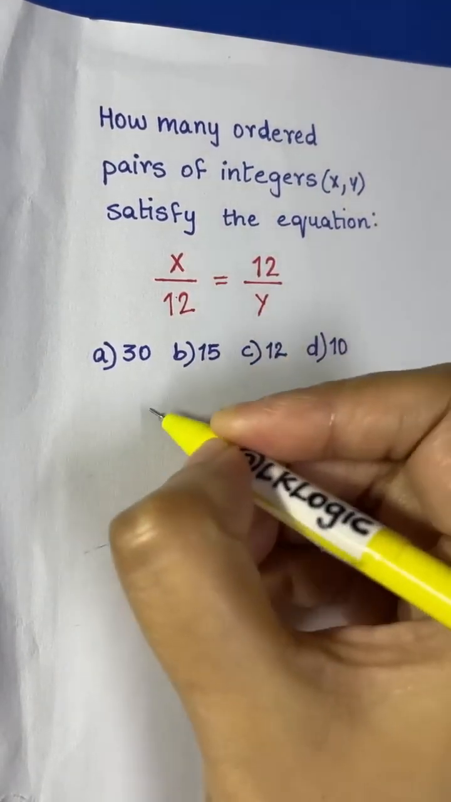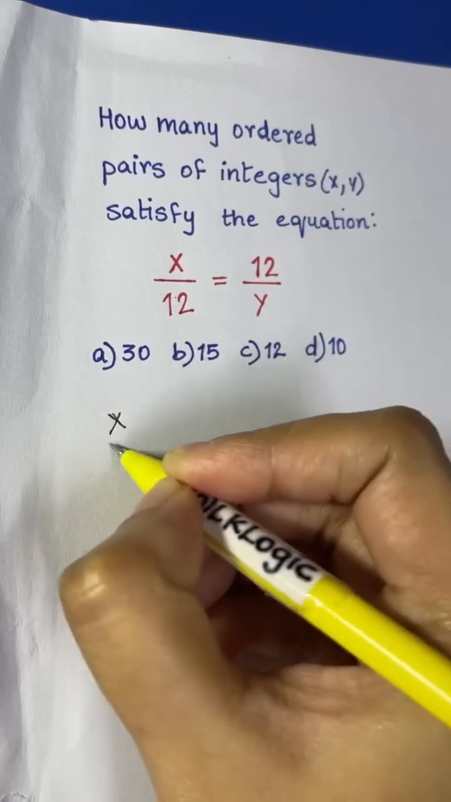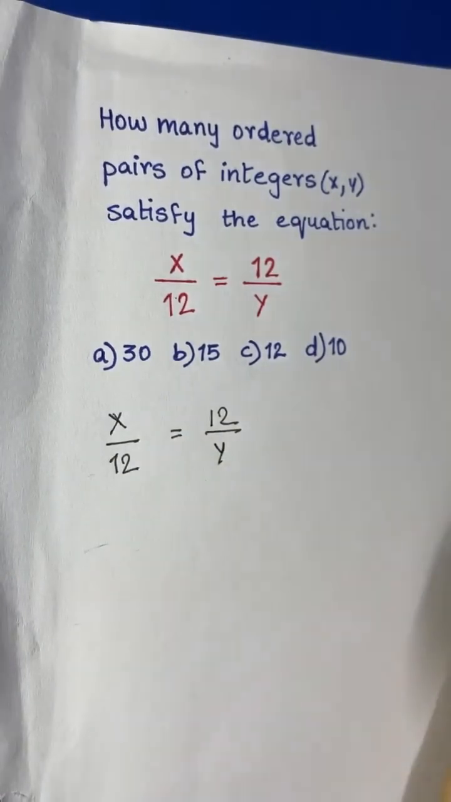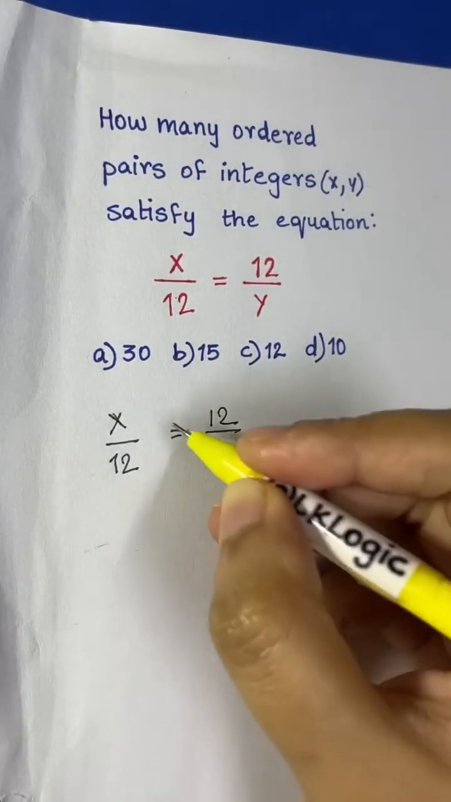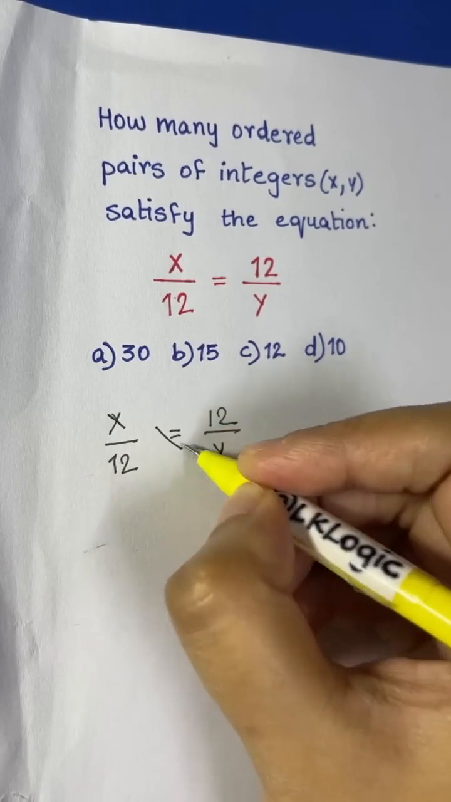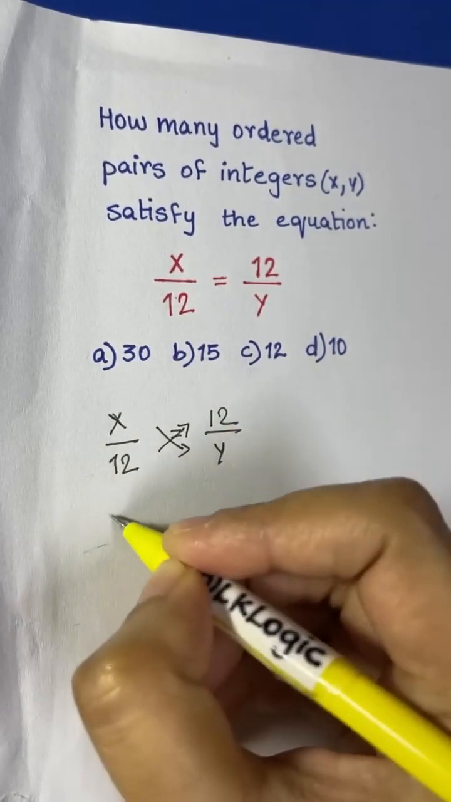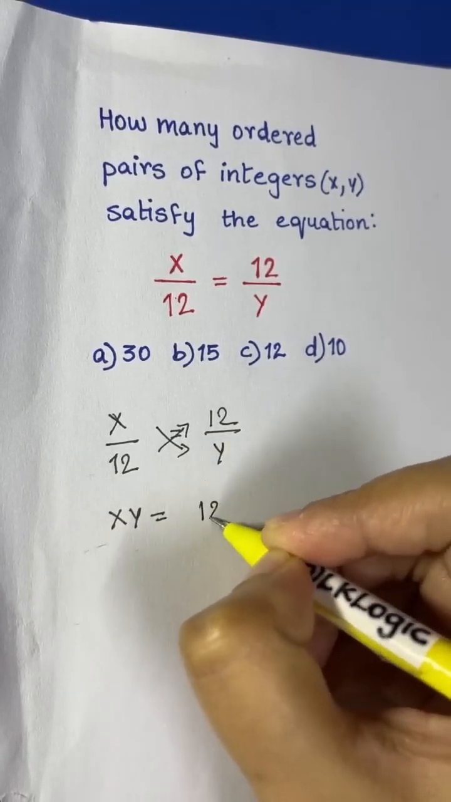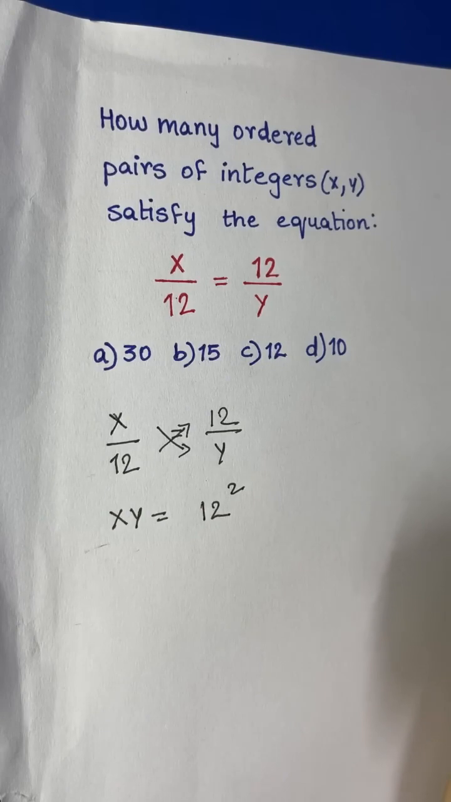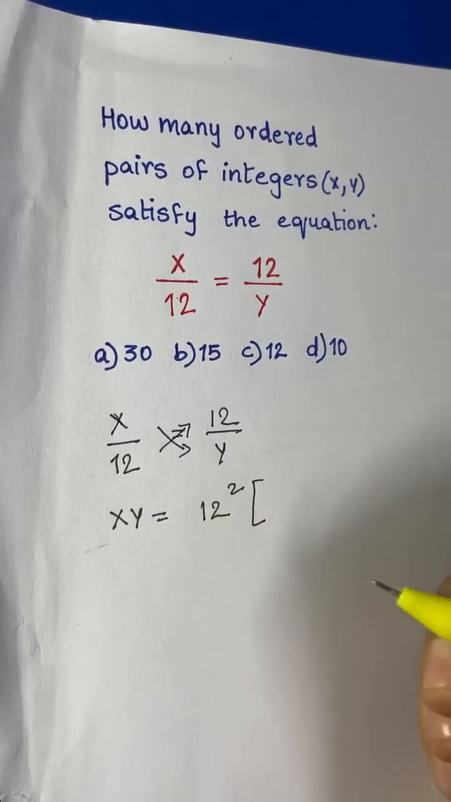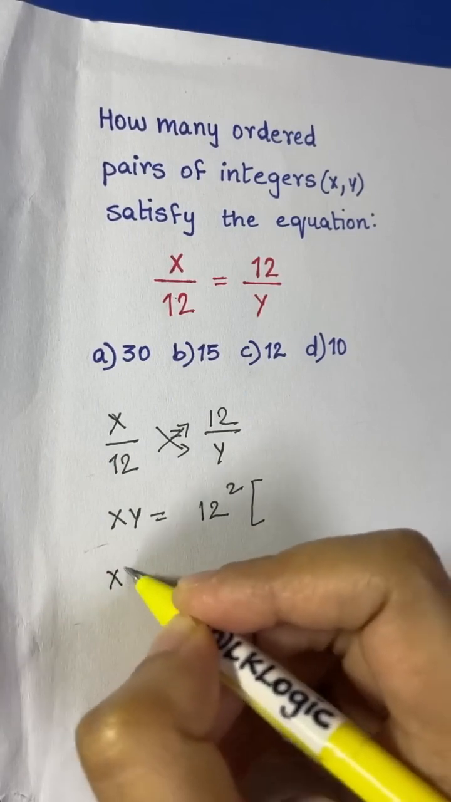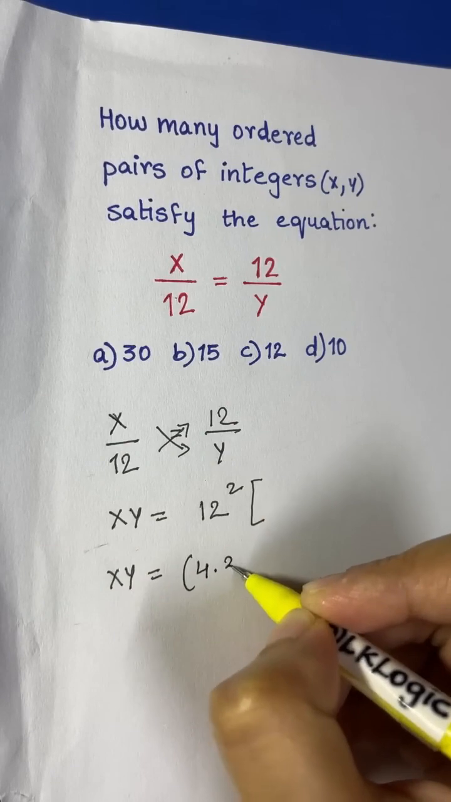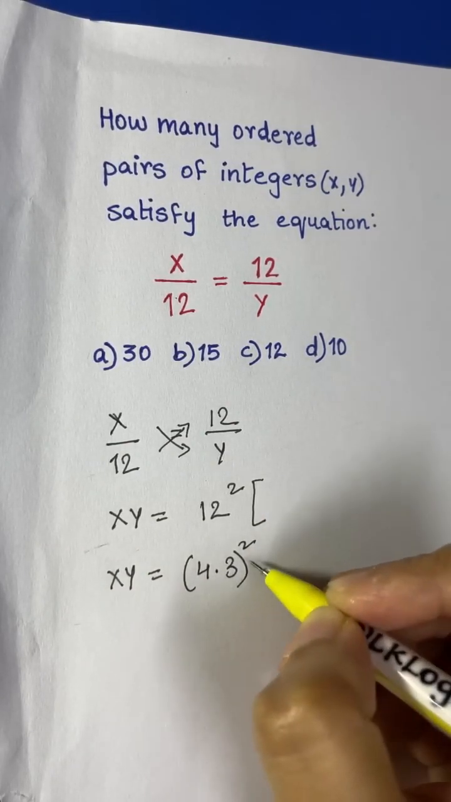I'm going to write this back. x over 12 is equal to 12 over y. Now that's pretty simple. You would be thinking, yes, let's cross multiply. You're right. So we'll get xy is equal to 12 times 12, which is 12 squared. And now, 12 can be broken down into 4 times 3, the whole square. Yes, we can write it like this.